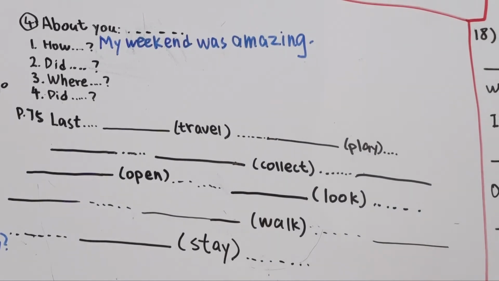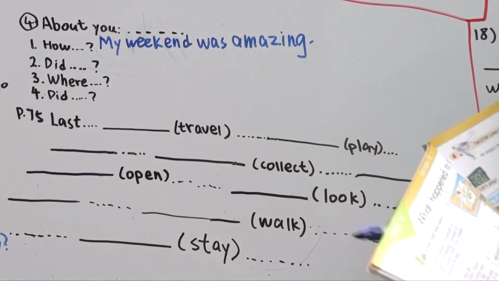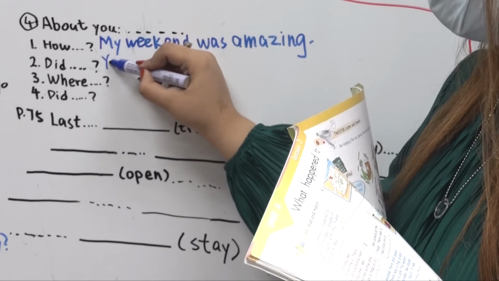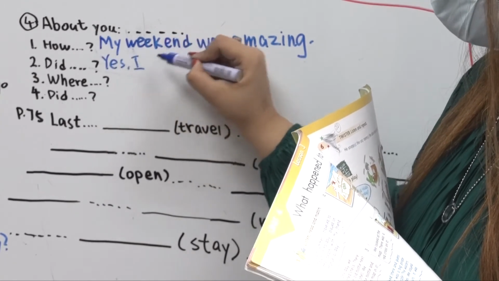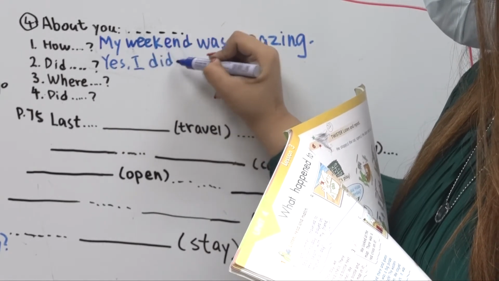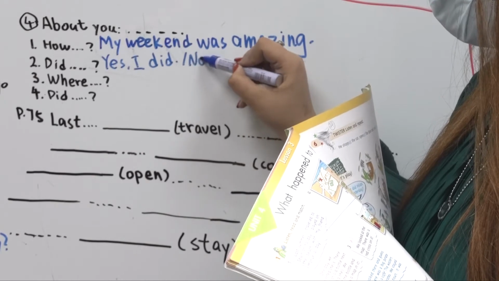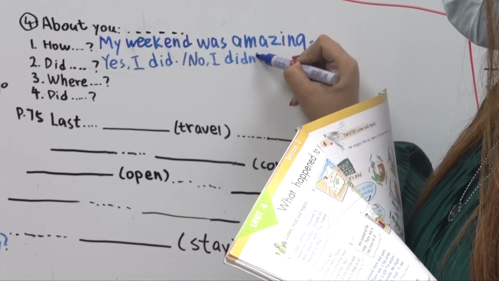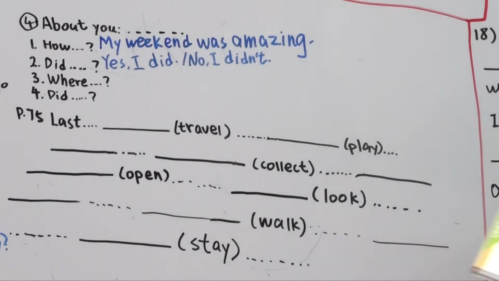Number 2, 3, and 4. Let's do number 2 then. 3 and 4, you do by yourself. Number 2: Did you watch TV yesterday? If you did, how do you answer? Yes, I did. If you didn't, you would say no, I didn't. That's your answer. 3 and 4, do it by yourself, then we will discuss it together.